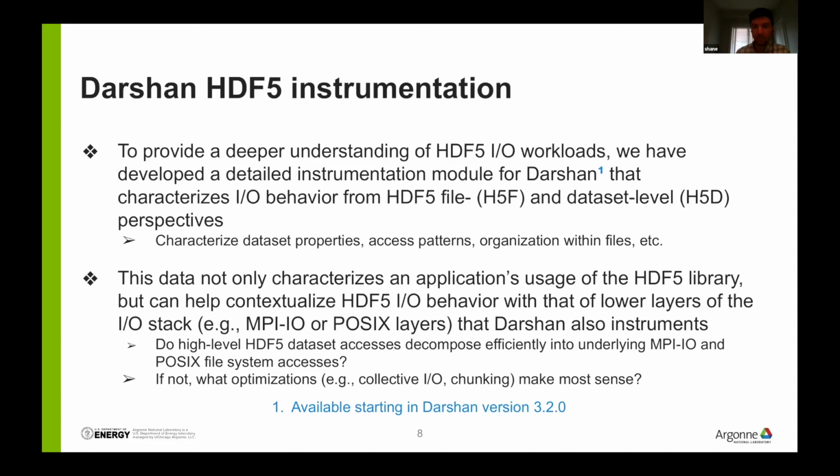So we can have some insights into how the different layers are cooperating to handle the IO workload. We can answer questions like, do high-level HDF5 dataset accesses map efficiently to underlying storage system accesses? If not, are there obvious optimizations that would make sense from looking at the Darshan log data? So would it make sense to enable collective IO or chunking or things like that? That's basically what we're hoping the module will be able to help out with.